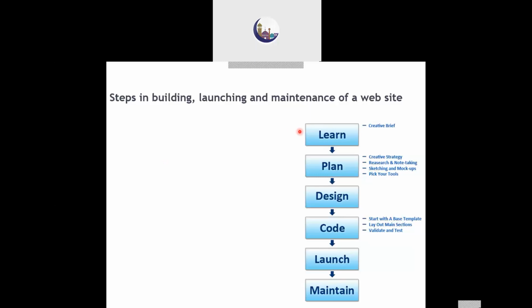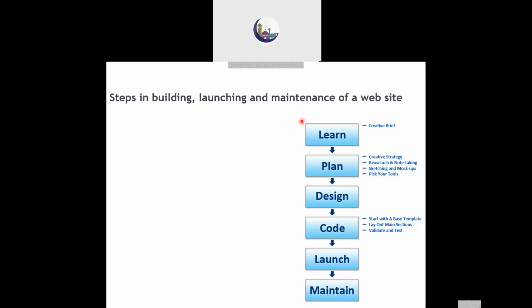The first step is to learn. Second is to plan. Third one is to design. Fourth is to code. Fifth is to launch. And sixth is to maintain. These six steps are needed because, whenever you want to create any website, you will first try to learn what the website is meant for.